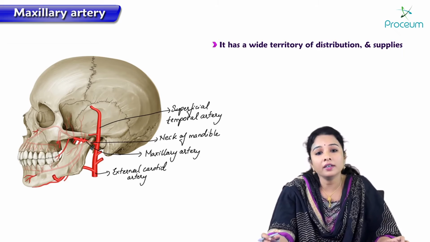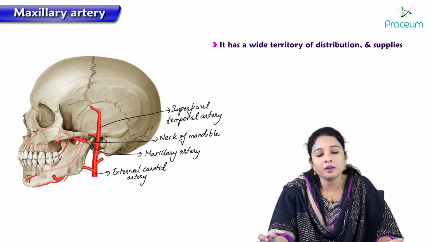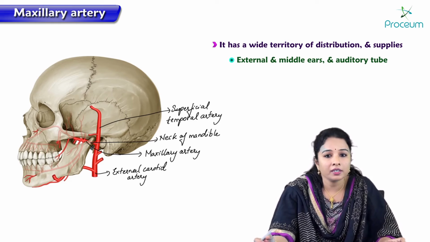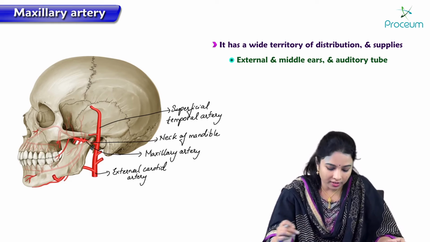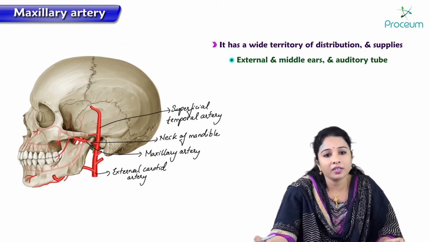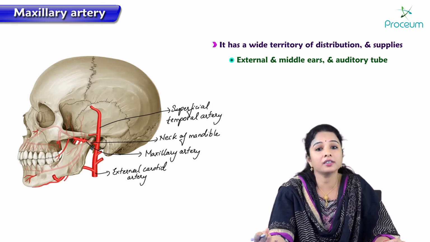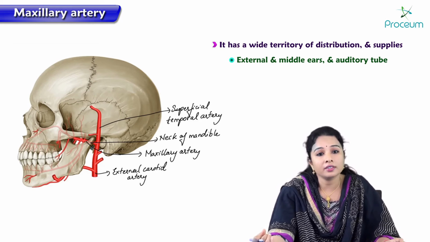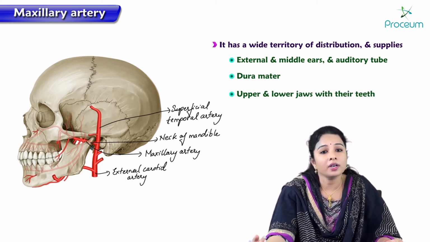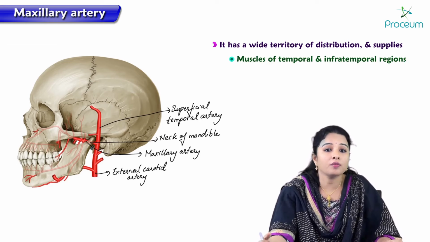And it has a wide territory of distribution and it supplies external and the middle ears and the auditory tube. So we can see it is quite near to the external acoustic meatus, so it supplies external ear, middle ears and the auditory tube, and it supplies the dura mater, upper and lower jaws with their teeth, and it supplies muscles of temporal and infratemporal regions. It also supplies nose and paranasal air sinuses, palate and roof of pharynx. So there is a wide distribution of maxillary artery.